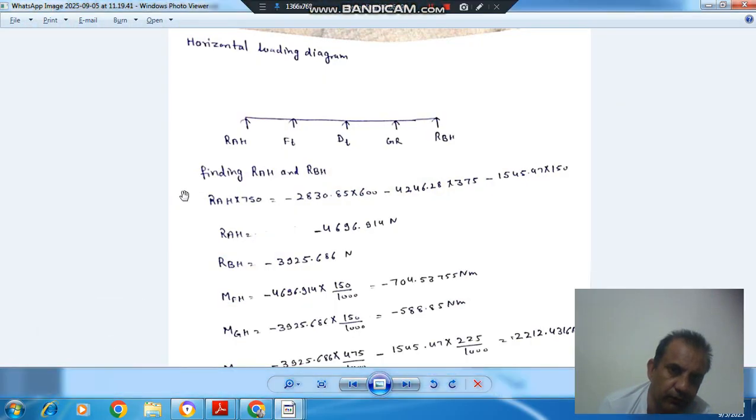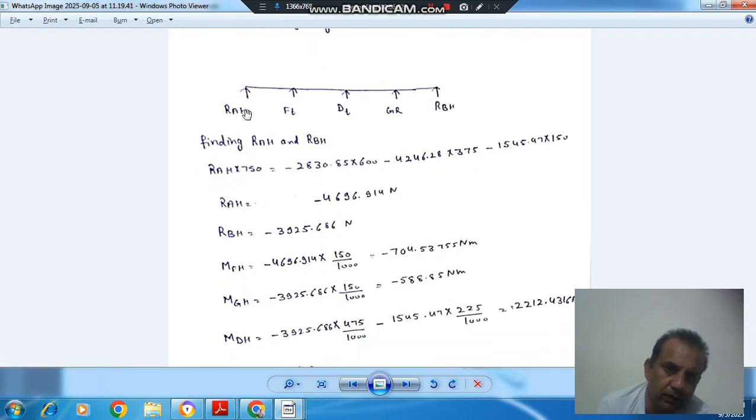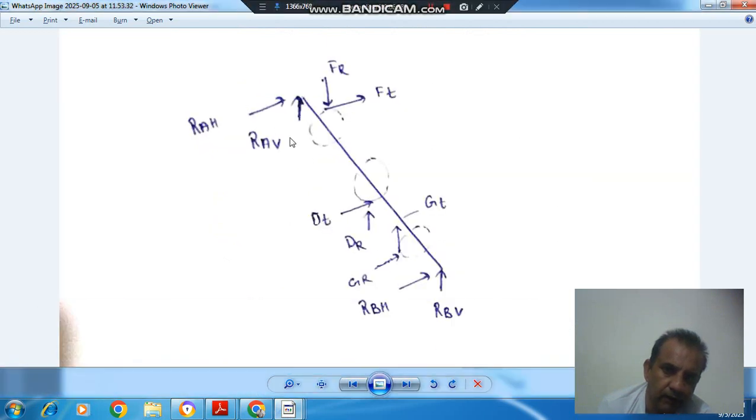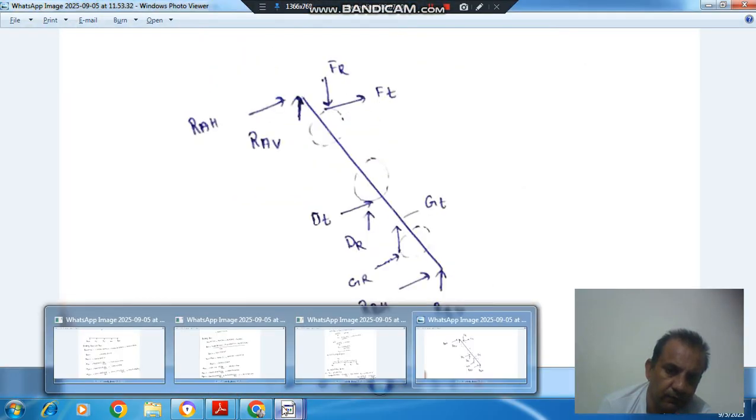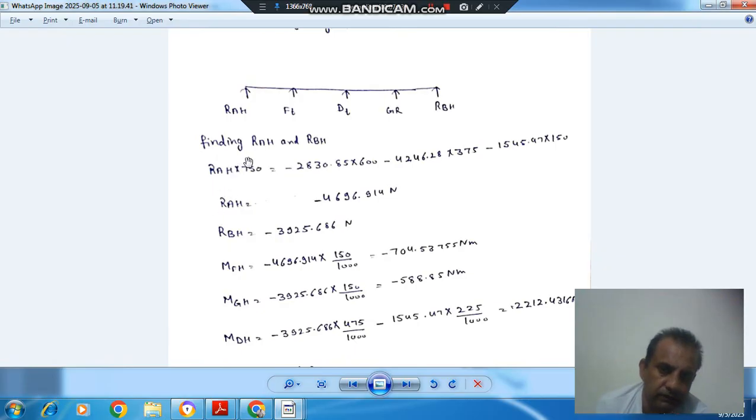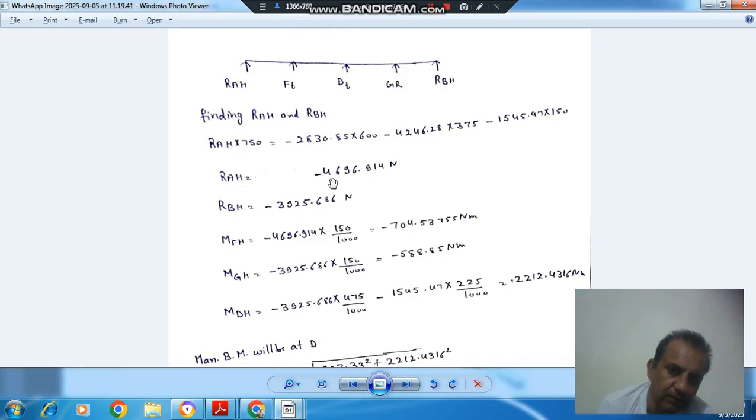Similarly, now we can analyze the horizontal loading diagram. Here it will be RAH, FT, DT, GT, RBH from this diagram. These will be the forces, and in the same way we can calculate RBH also, and RBH will come out as minus 3925.686 Newton. Sorry, RAH will come out as minus 4696.914. Taking moment about B, we can find out RAH and RBH.